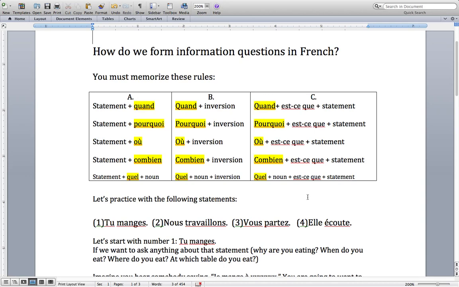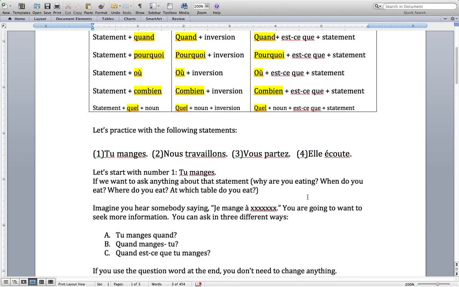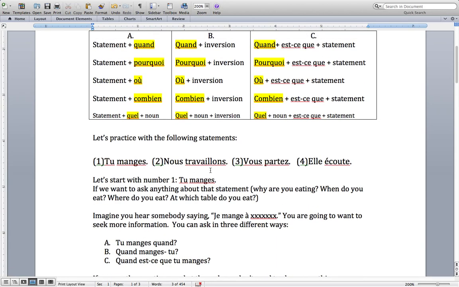So let's practice with the following statements. We have tu manges, nous travaillons, vous partez, and elle écoute. So let's start with number one, tu manges. If we want to ask anything about that statement, like why are you eating her? When do you eat her? Where do you eat her? At which table do you eat? You're going to have to use an information question, using an information question word.